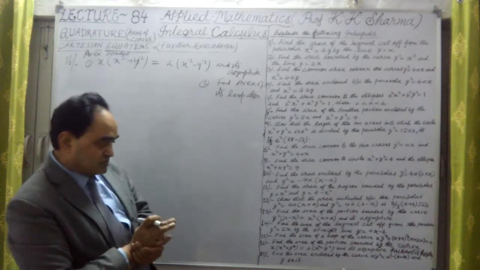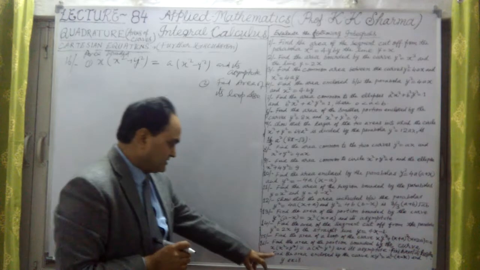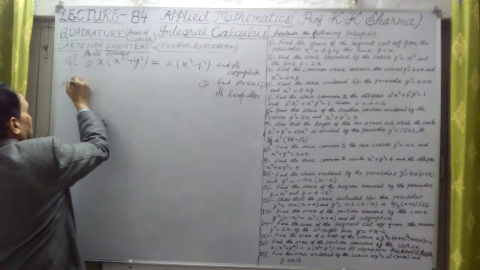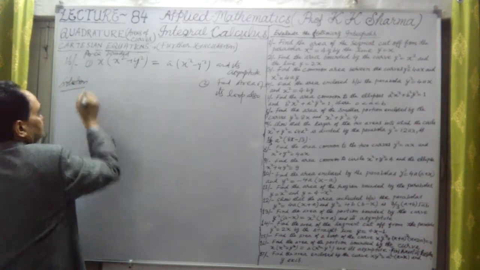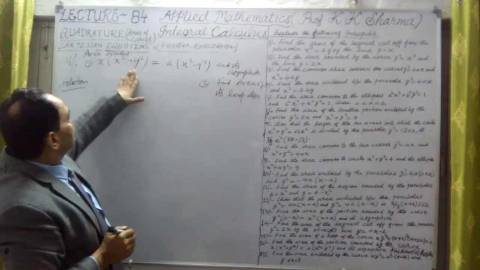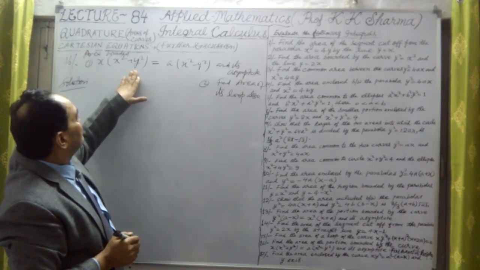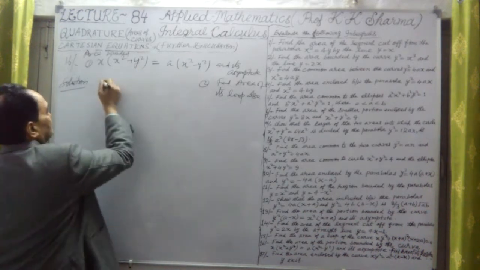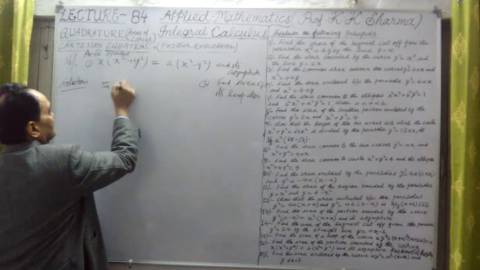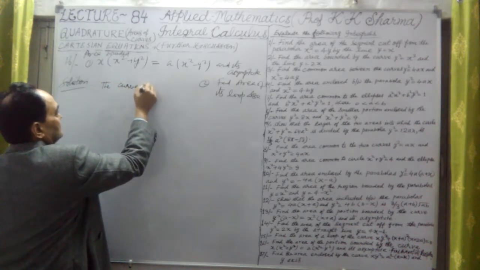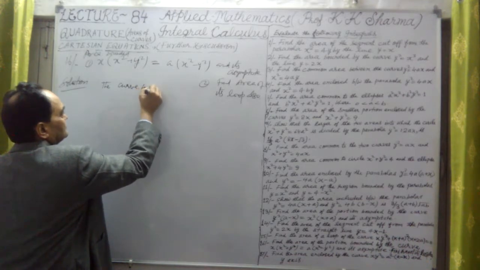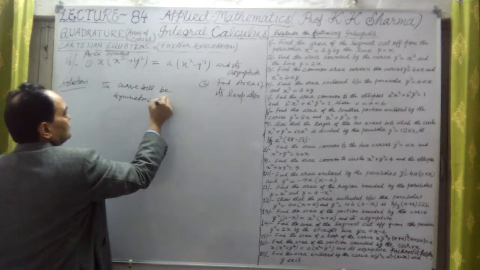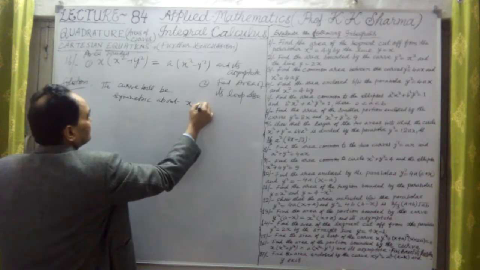So find the area of the portion bounded by the curve and its asymptote. Let me first describe the curve. What kind of curve is this? Now this curve is symmetric about the x-axis. Why? Because y is even powered. The curve will be symmetric about the x-axis.